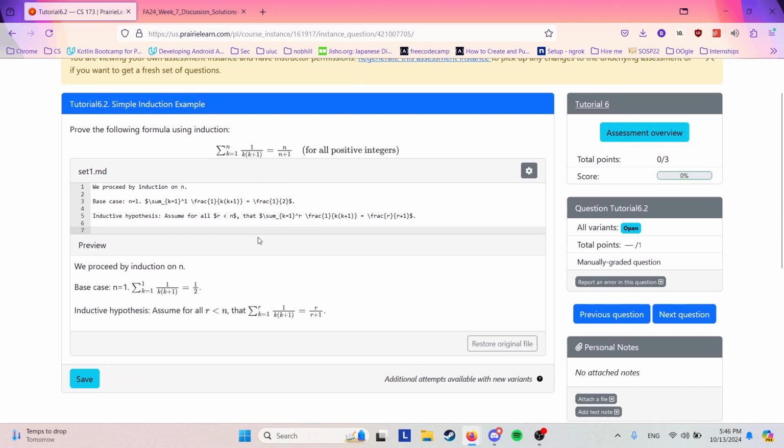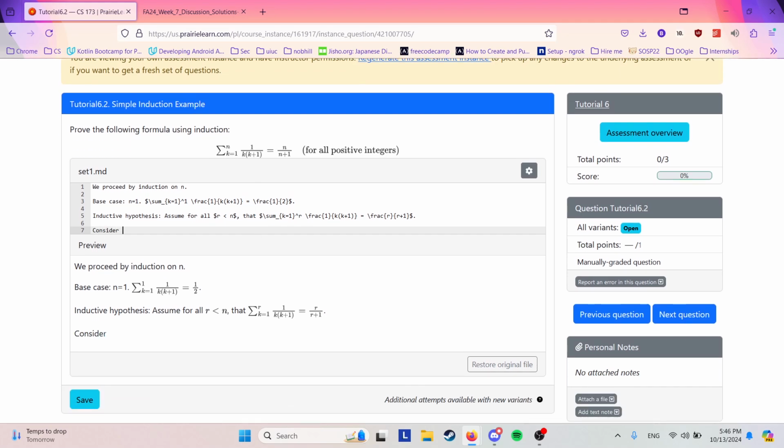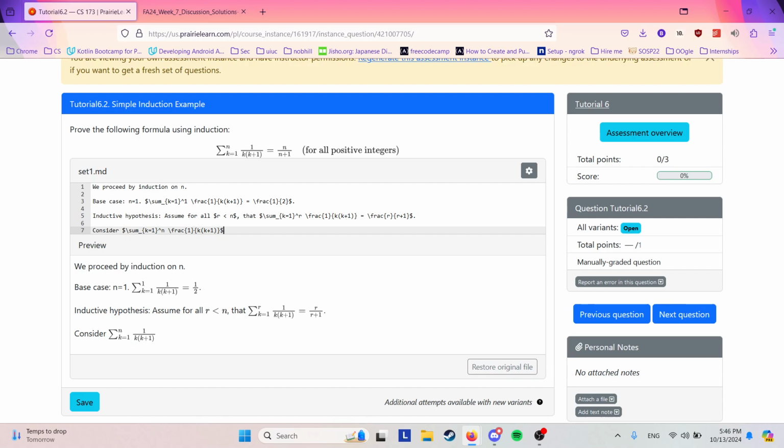Now for our inductive step, we need to consider the case when r equals n. So we need to consider the sum from k equals 1 all the way up to n of this summation. And we wish to show that this can be expressed as just n over n plus 1.